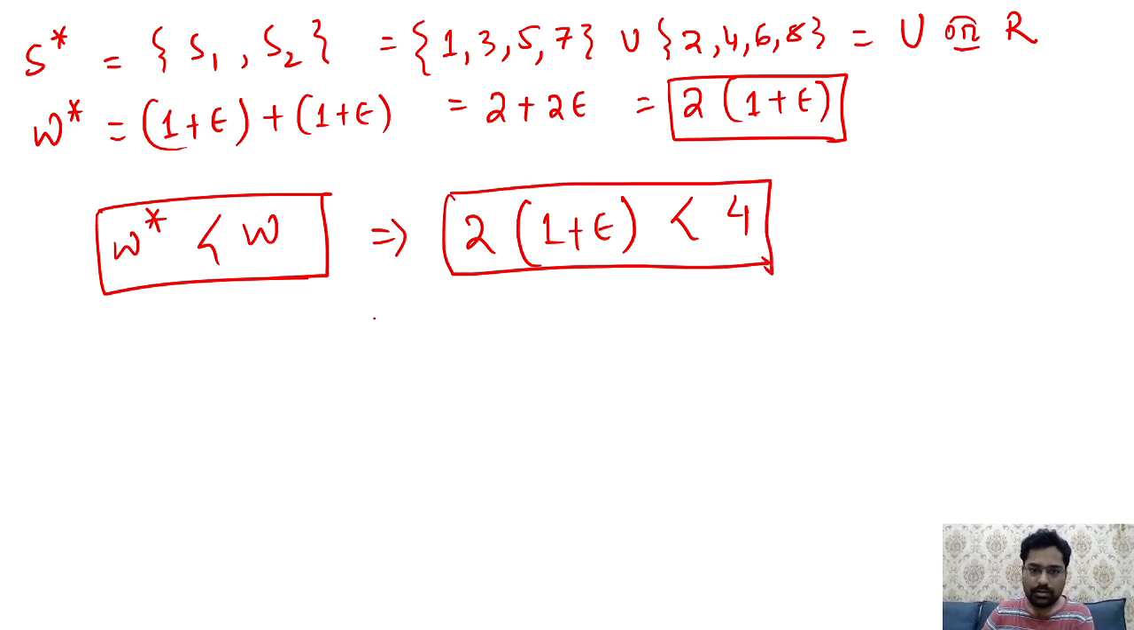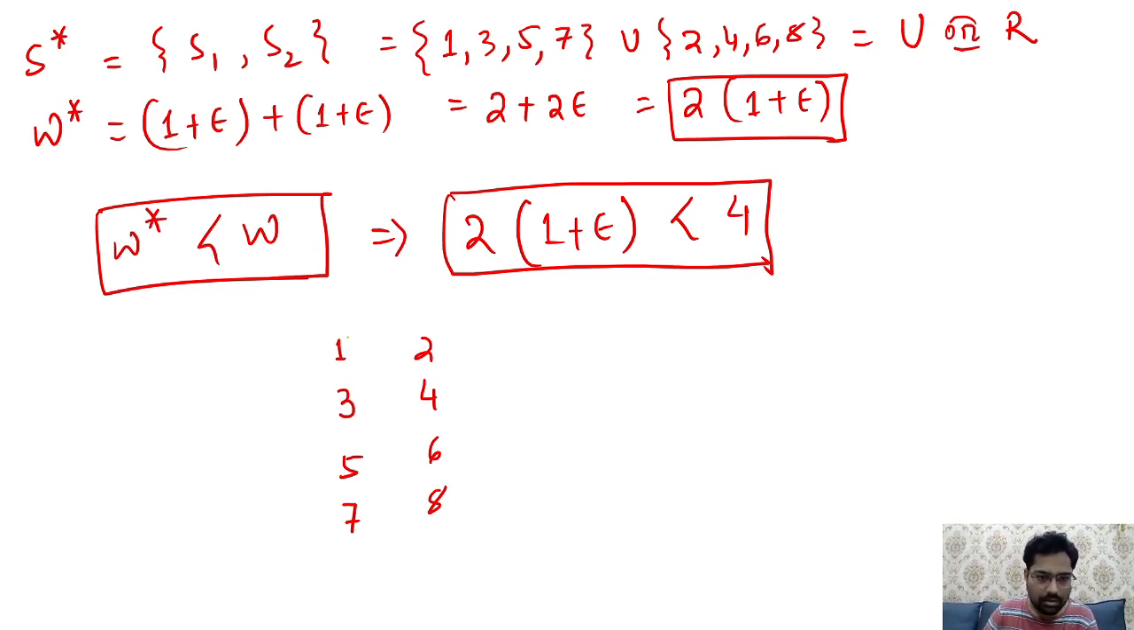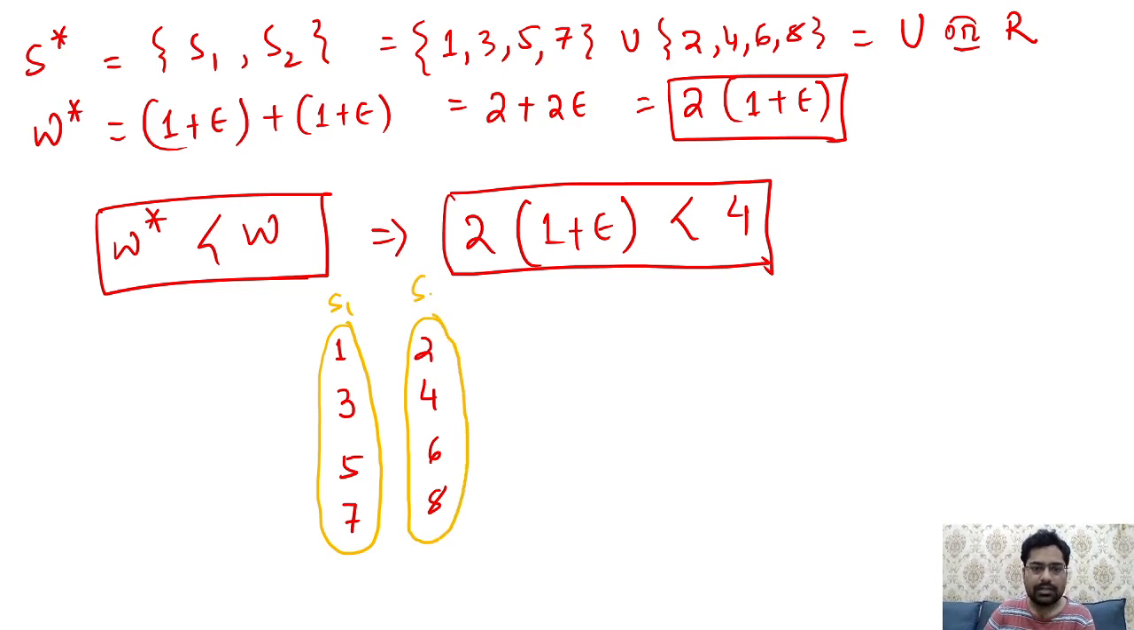Clear? Because 2 into 1 plus epsilon is definitely less than 4. Clear? As per the book, I can show you the picture. Here I am just writing 1, 3, 5, 7. Here is 2, 4, 6, 8. In the Venn diagram, I am just changing the color for each set. This is S1. This is S2. In the detailed video it is clearly mentioned. Please visit that one.